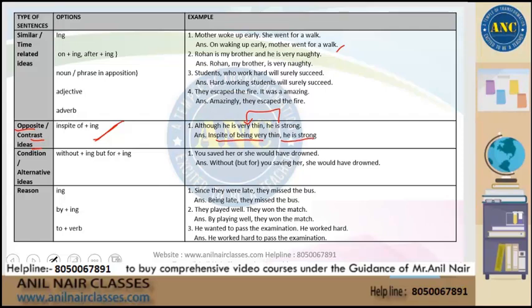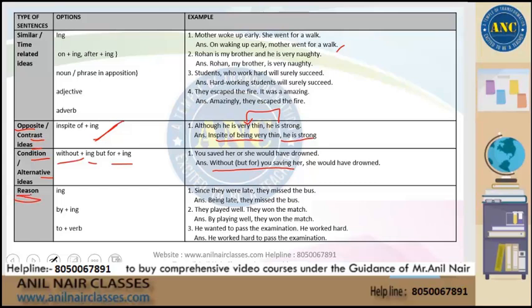In cases where it's a condition or you're providing alternate ideas, you can add without, and the verb should be in the ing form, or but for the ing form. You can say: you saved her or she would have drowned. What are you trying to say? Because you saved her, she is alive. Otherwise, she would have drowned in that water. So your answer would become, without you saving her, she would have drowned.